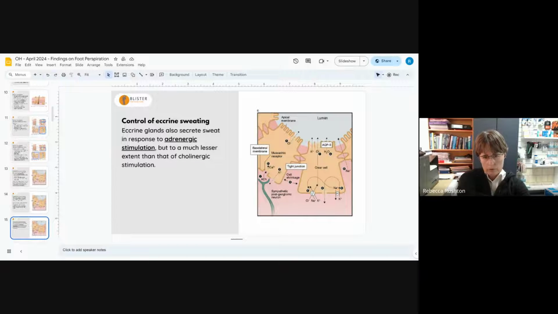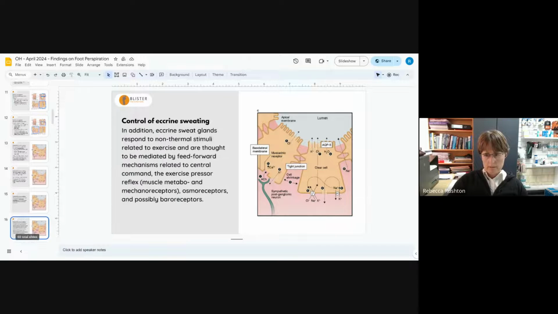Equine glands also secrete sweat in response to adrenergic stimulation, but to a much lesser extent. So that's basically the fight or flight mode. In addition, equine sweat glands respond to non-thermal stimuli related to exercise. So this is in reference to the fact that we know that people that are fit and exercise a lot sweat more and sooner than people that don't exercise a lot. So you could say that their thermoregulation is more effective.